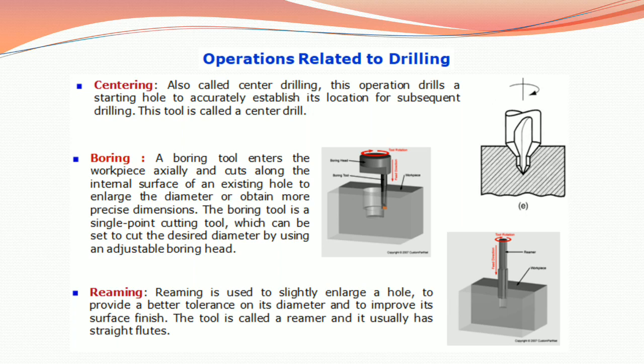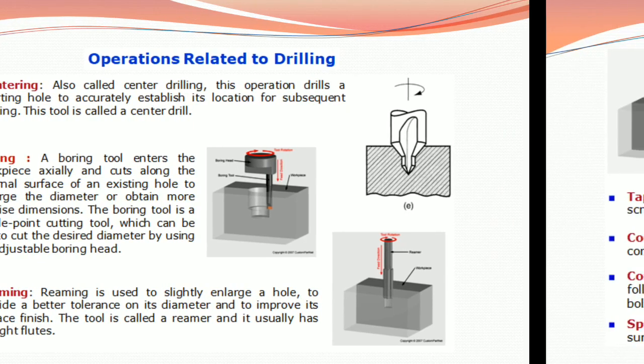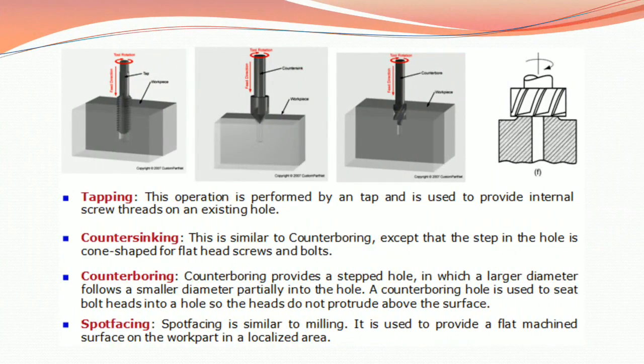Next one, reaming. Reaming is used to slightly enlarge a hole to provide a better tolerance on its diameter and to improve its surface finish. The tool is called a reamer, and it usually has straight flutes. Tapping. This operation is performed by a tap and is used to provide internal screw threads on an existing hole.